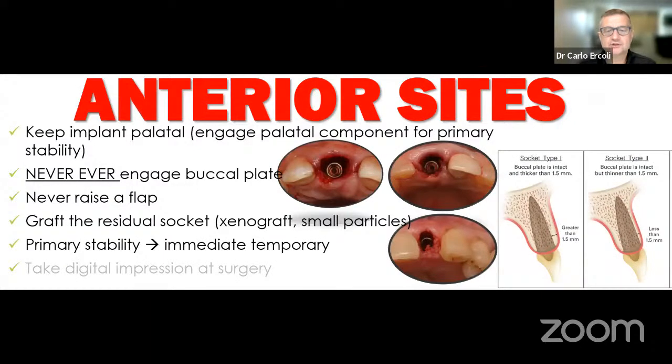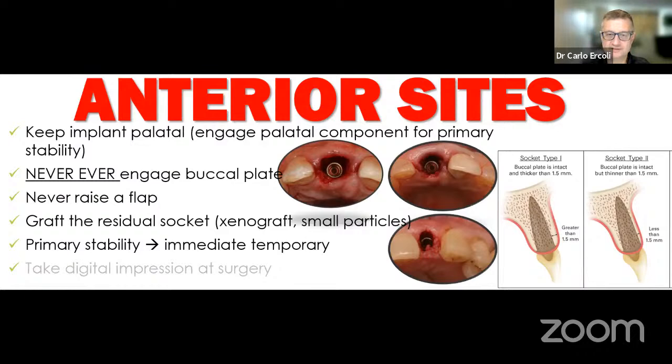So what are the do's and don'ts for anterior immediate implant? Well, in this case, it is fundamentally important to keep that implant palatal. You want to engage the palatal component of the socket for your primary stability, and never, ever engage your buccal plate. If you do, that is basically the kiss of death. You will have a recession of that area, no matter which implants you use, no matter what you do.